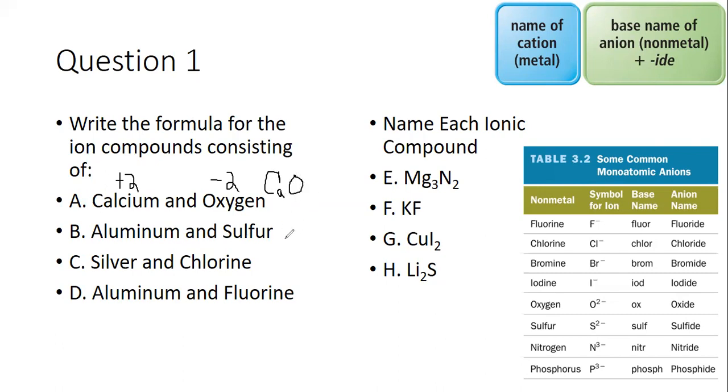So for A, B, C, and D, you're trying to combine the cations and anions in such a way that they are neutral, that when combined, they are neutral. Then for E, F, G, and H, you're going to do the naming scheme like we just talked about. So I'll give everybody some time to do this. If you have questions about this or you want to check your answers or anything like that, please let me know in the chat. Otherwise, let's get to work.